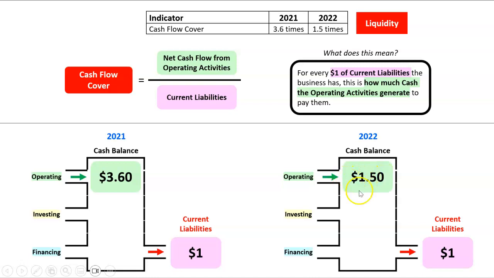Now in 2022, this seems to have gone down quite a bit. So by 2022, for every $1 of current liabilities we have, this pipe here for operating is only generating $1.50. So our liquidity has declined here. We're generating much less operating cash to pay our current liabilities. However, it is still quite good. It is more than 1, which is kind of our minimum cutoff, but it's nowhere near as good as it was in the past.